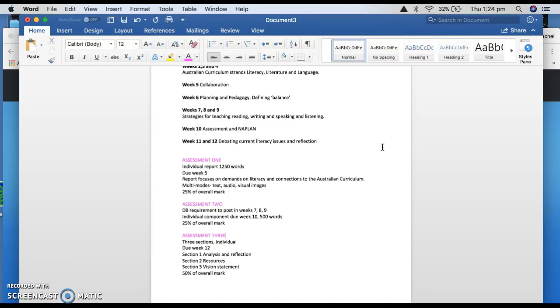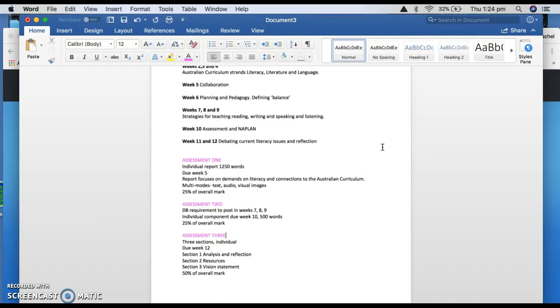It is due in week 5, so that gives us a few weeks to get settled and get our heads around the content. This assessment is focusing on having a look at the demands on literacy. So you would have noticed when you're looking at your week 1 readings that they talk a little bit about inquiry model and critical model, and looking at all these different ways that we can teach literacy now and the things that affect and challenge and change the way we teach literacy.